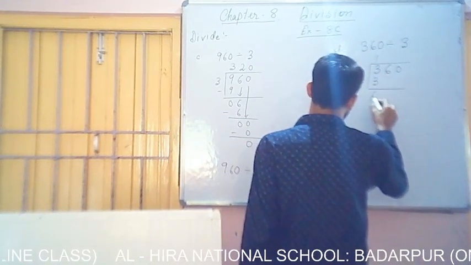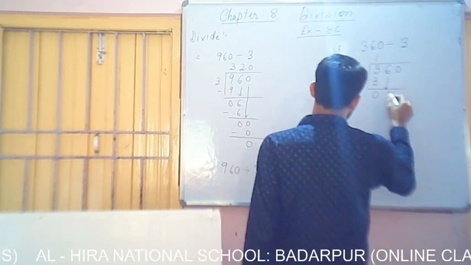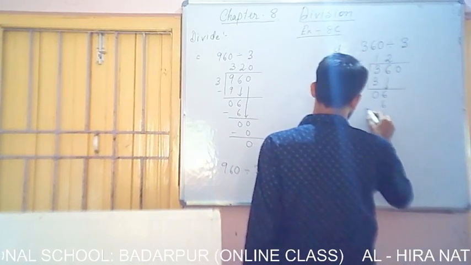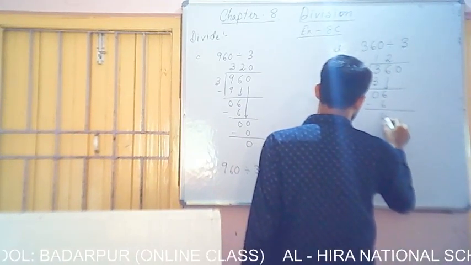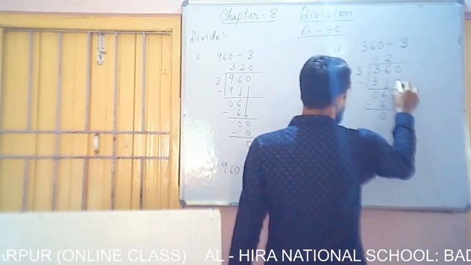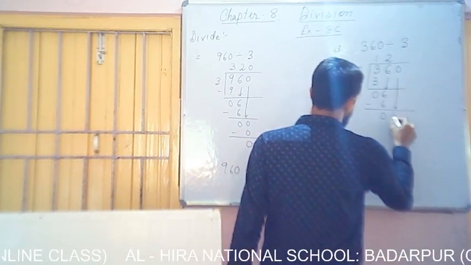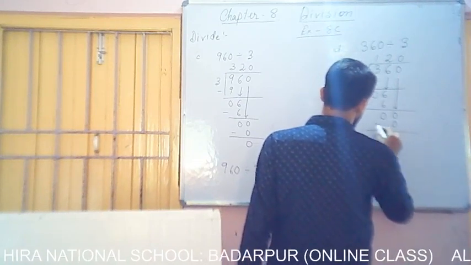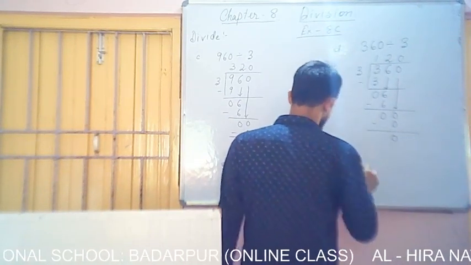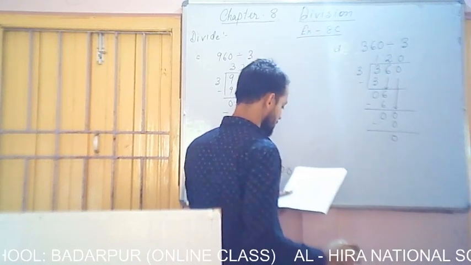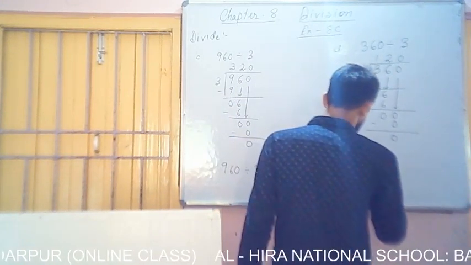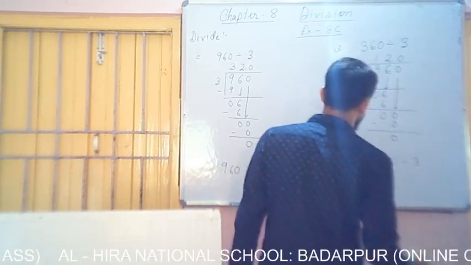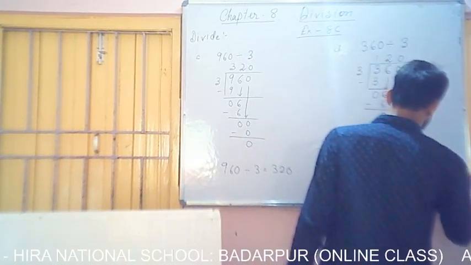3 minus 3 equals to what? 0. Bring down 6 tens. So we can write here 3 twos are what? 6. Again 6 minus 6 equal to 0. Now bring down 0 ones. 3 multiplied by 0 equals to what? 0. 0 minus 0 equals to what? 0. So therefore we can write 360 divided by 3 equals to 120.